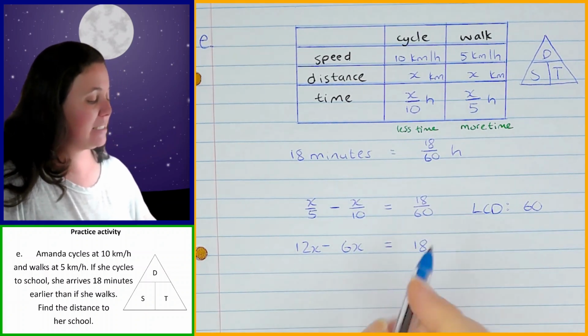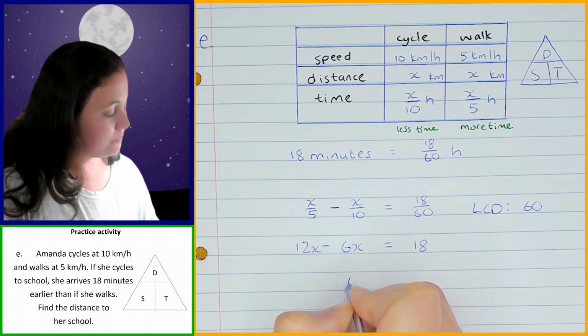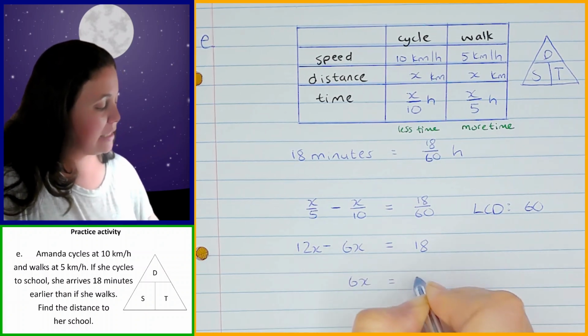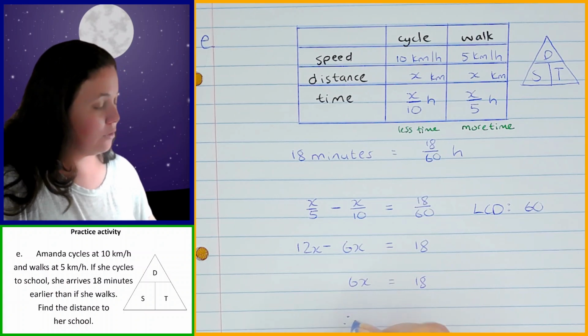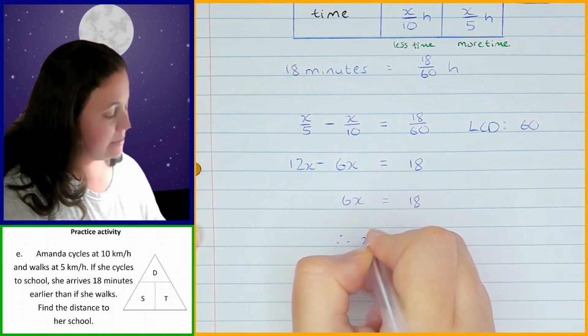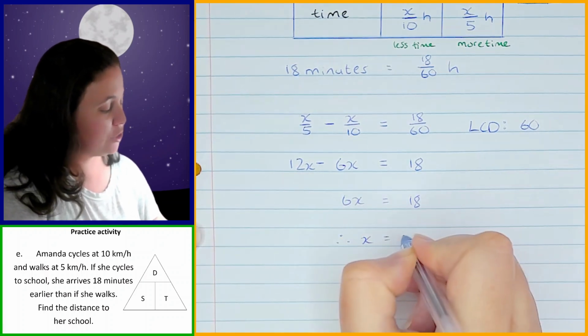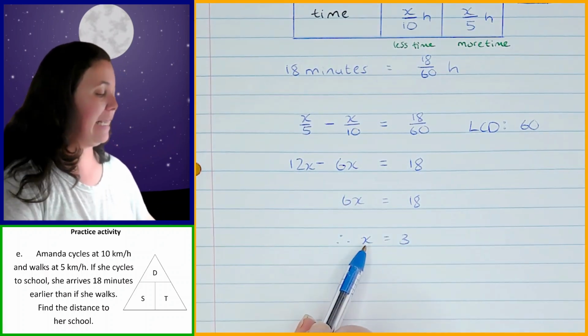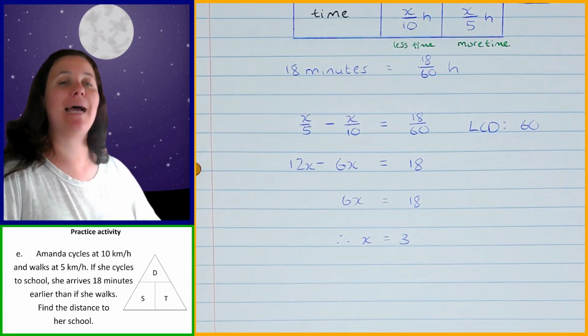Okay, and now I can just solve for x. So I've got 12x minus 6x. That gives me 6x equals 18. Therefore, x is equal to 18 divided by 6, which is 3. Okay, so now I know that x is 3. So now I can go back and answer the question.